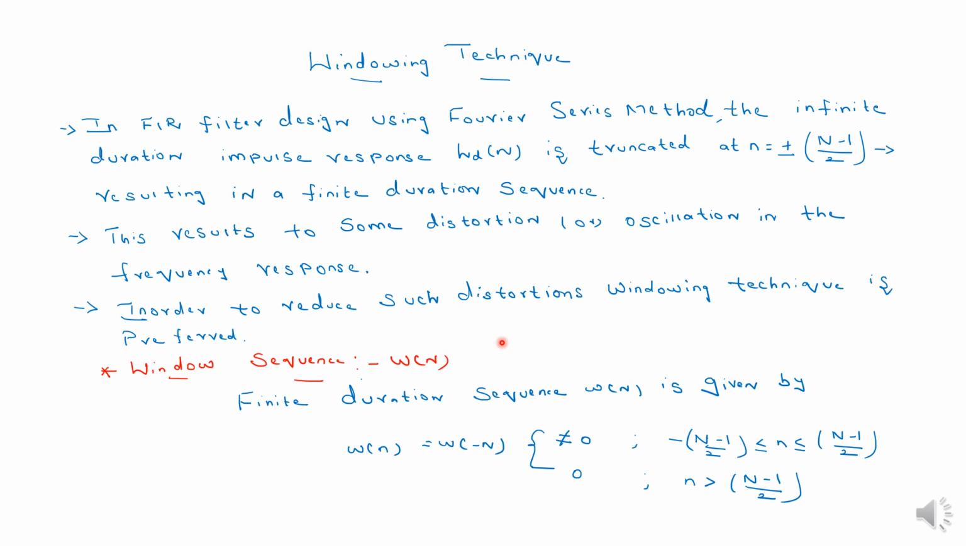This window sequence is represented by w of n. It is a finite duration sequence and it is mathematically represented by w of n equal to w of minus n. An FIR filter is symmetric, therefore w of n will be equivalent to w of minus n. This is not equal to 0 for n ranging from minus (N minus 1) by 2 to plus (N minus 1) by 2, and the window sequence value will be equal to 0 for n greater than (N minus 1) by 2.